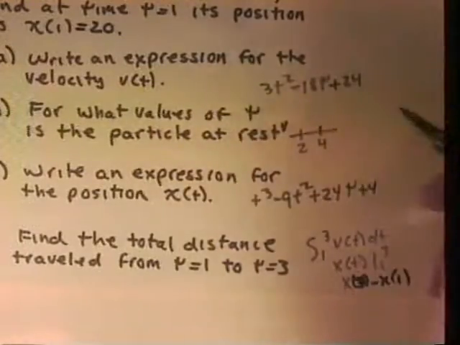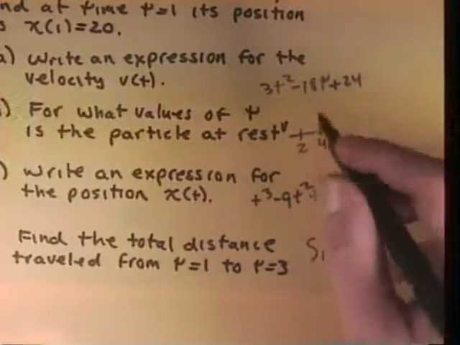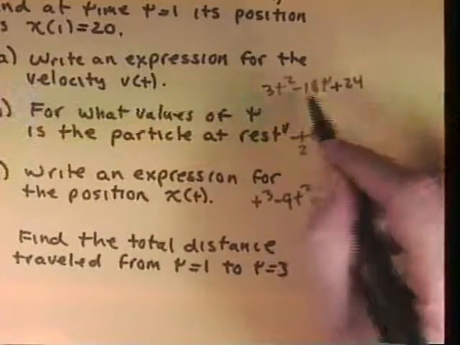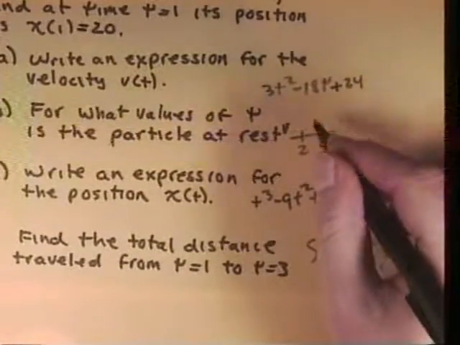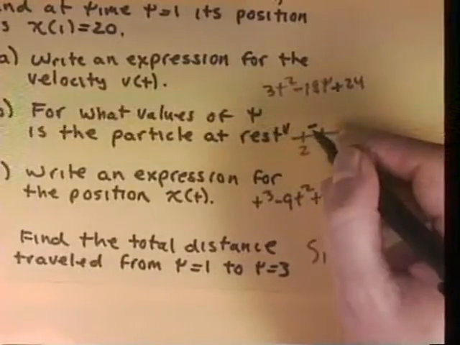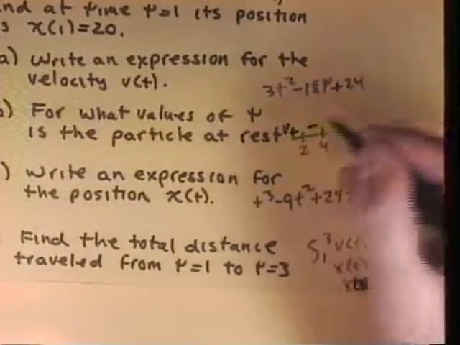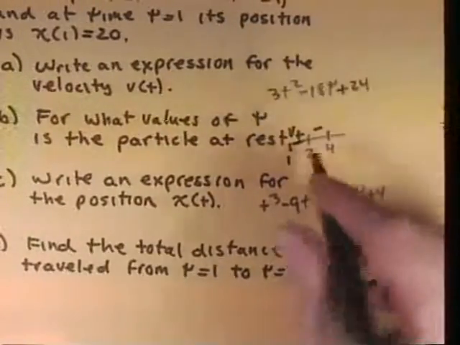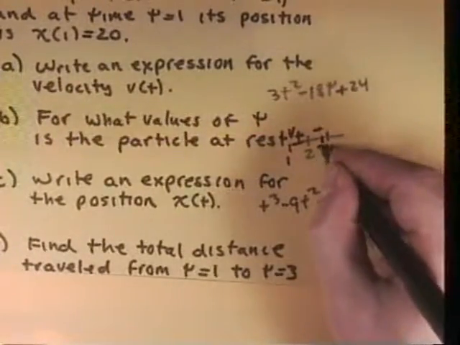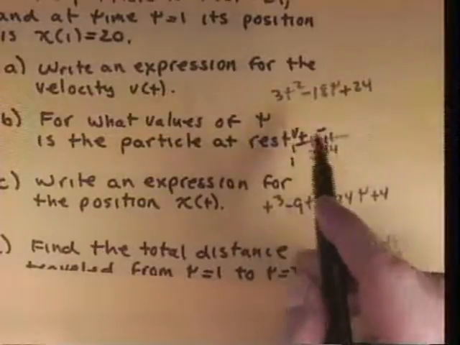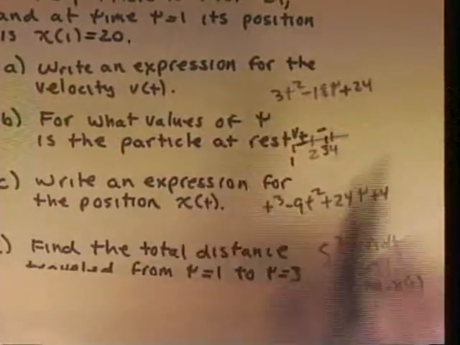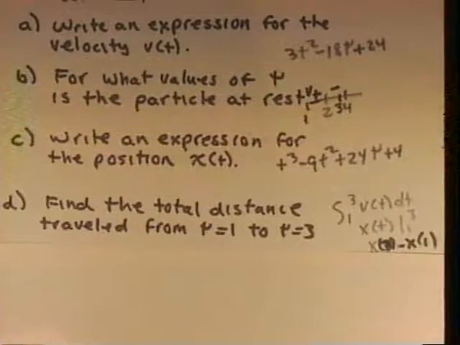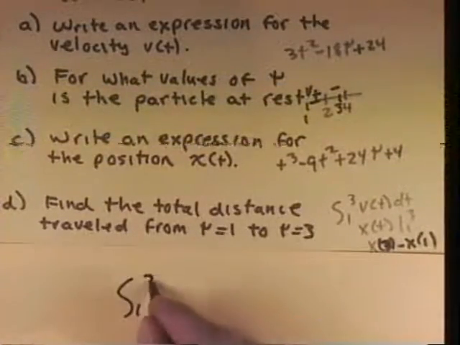Now Booker, the velocity was positive, right? If you plug in 3, 27 minus 54, it was actually negative then positive. So from 1 to 2 the velocity was positive, and from 2 to 3 the velocity was negative. Right. So how would we split up the integrals? You split them up according to 1 to 2 and 2 to 3.